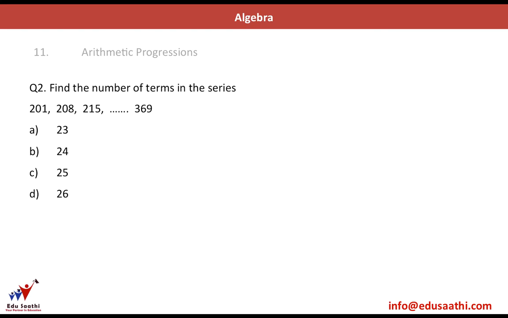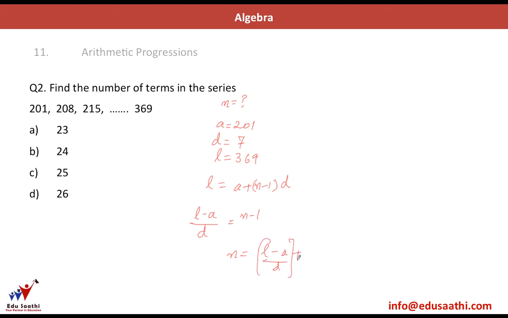The second question is, find the number of terms in the series. So I have to find out the value of n. Now what is the first term which is given to you? 201. The common difference is coming out to be 7. And the last term given to us is 369. So I can follow the formula L is equal to A plus (n minus 1) into D, or (L minus A) over D is equal to n minus 1. So the value of n will be equal to (L minus A) over D plus 1.